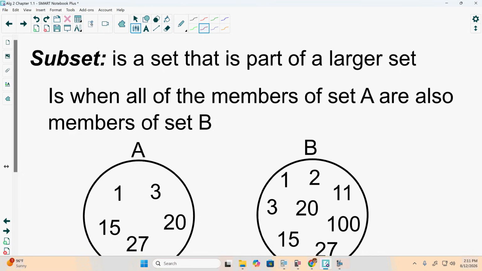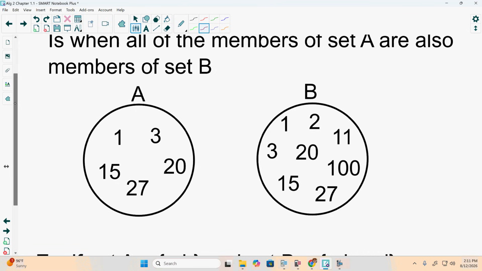So if we look at A and B here, A has the elements 1, 3, 15, 20, and 27. B has the elements 1, 2, 3, 20, 15, 27, 111. Can we say that set A is a subset of set B? Yeah, everything in A is contained in B, yes? I said it once today, and I will continue to say it the rest of the semester.